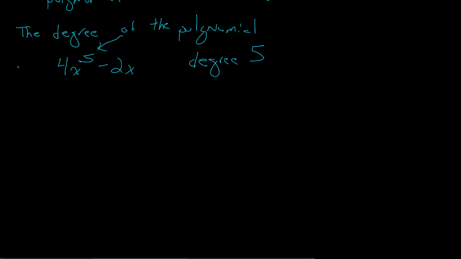If I have 8x cubed plus 9x squared minus 7x minus 1. There's the largest power. That's a degree 3 polynomial. Now notice I'm showing them and I'm repeating the concept.